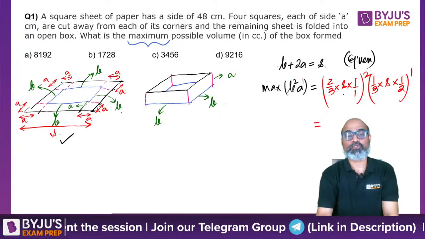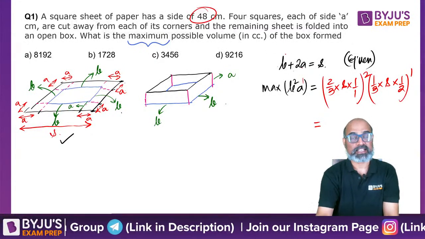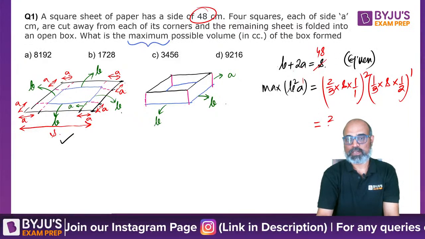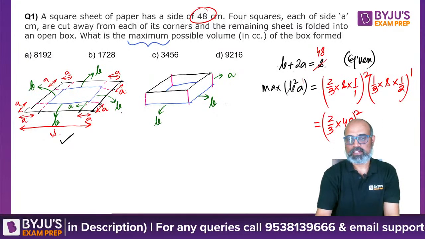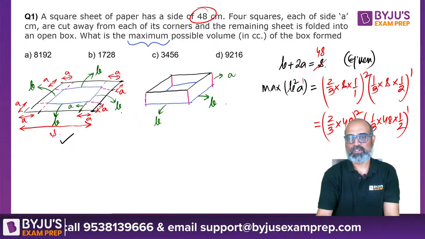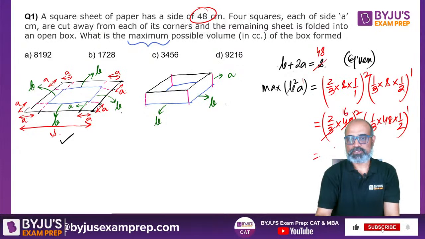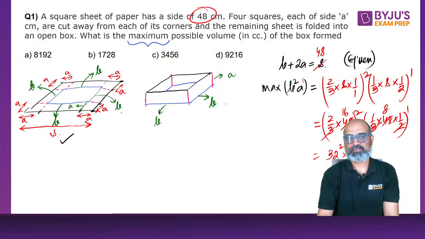Now we can put the value of s over here. We know that s, the side of the original square, is nothing but 48. So this becomes 2/3 of 48 whole squared, into 1/3 of 48, into half. So this is going to be 16 into 2, 32 squared, into 6 by 2, which is 8. So 32 squared into 8.